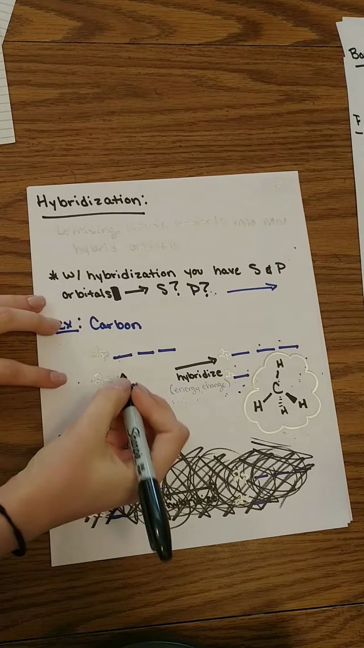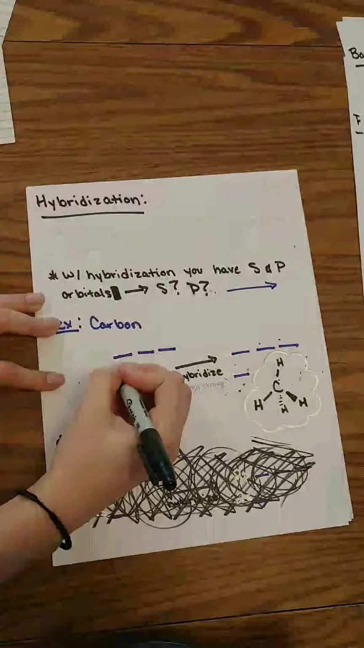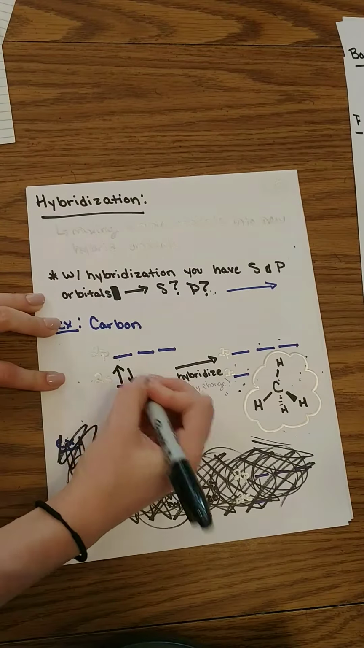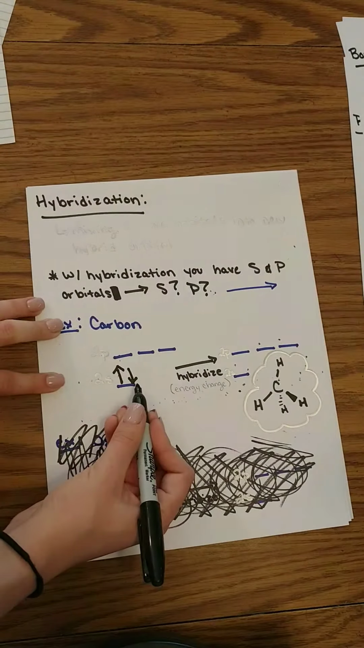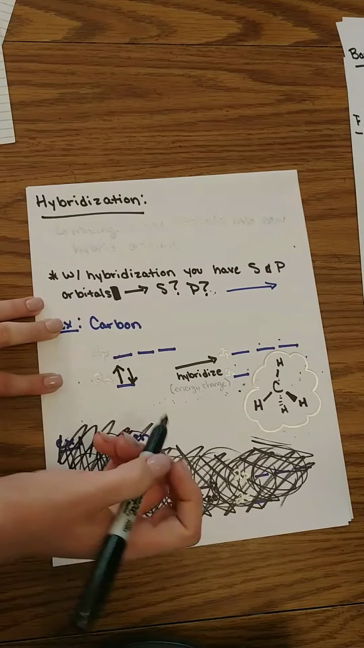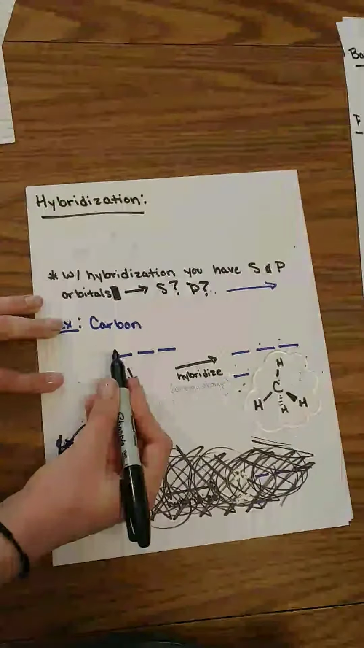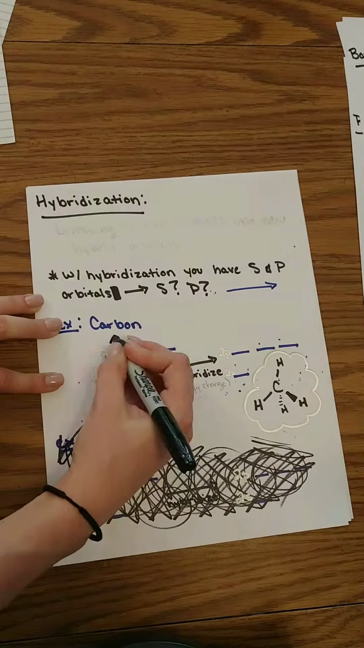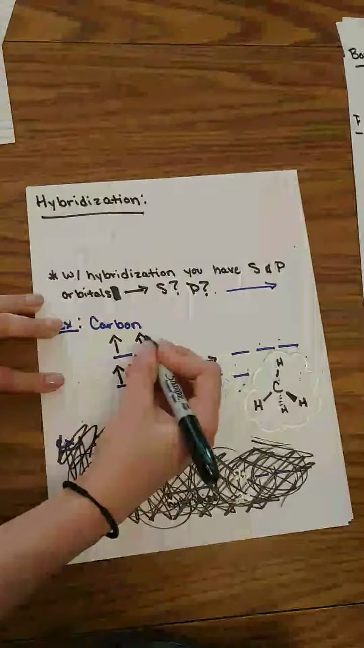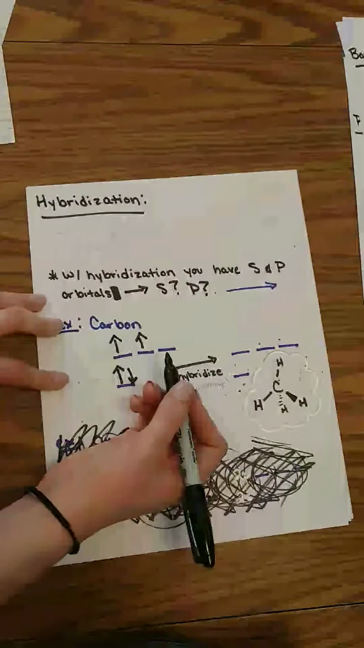And the way we fill is with up and down arrows. But you can see here, this counts as 1 and this counts as 2. We still have 2 more to go. So we need to fill the 2p, but we always have to fill up first. So it will look like this and this to fill the 4 of the carbon.